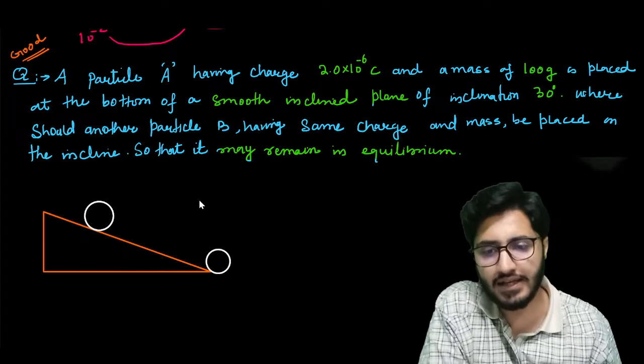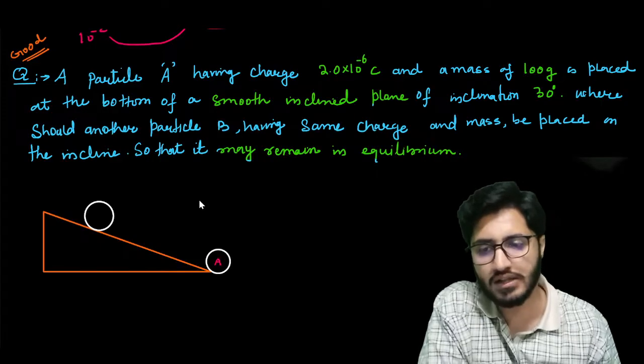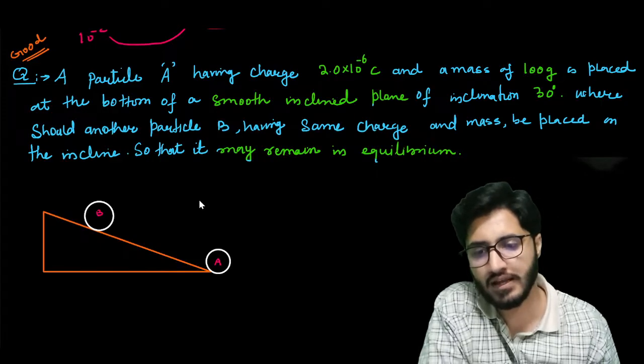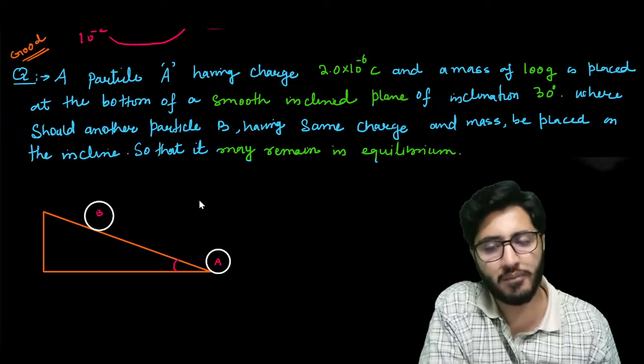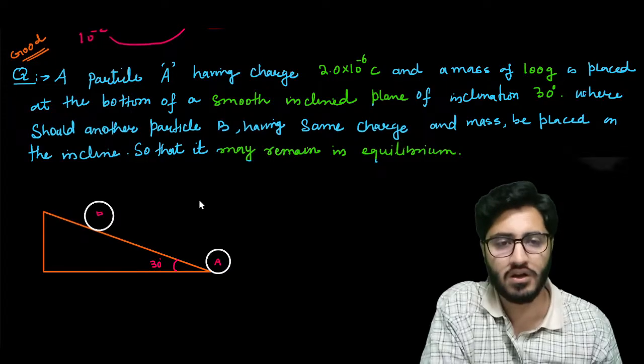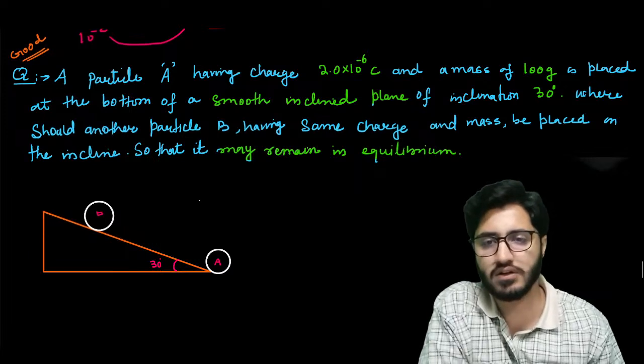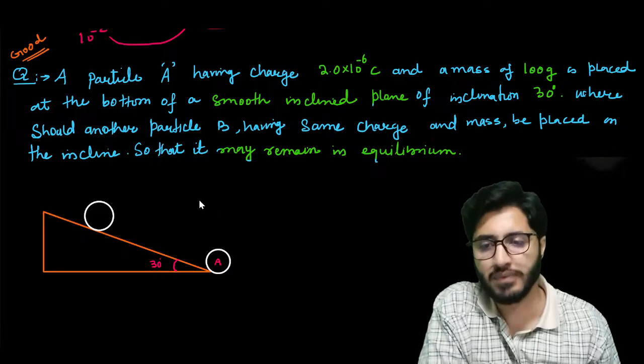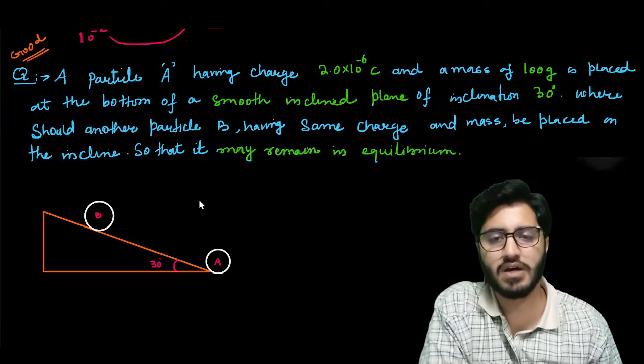This is particle A. This one is particle B. This angle is given to me, how much? It is 30 degree. Okay. Particle B, particle A, mass this much.